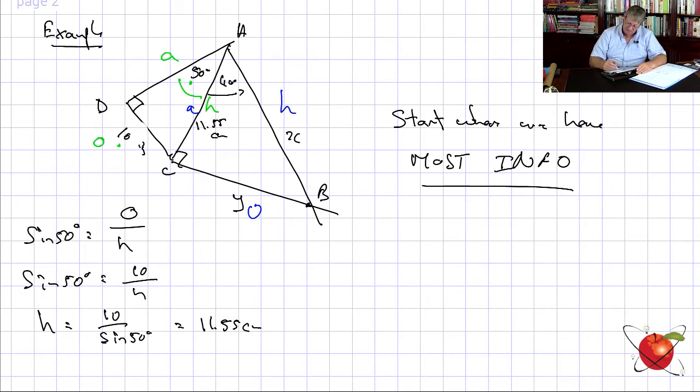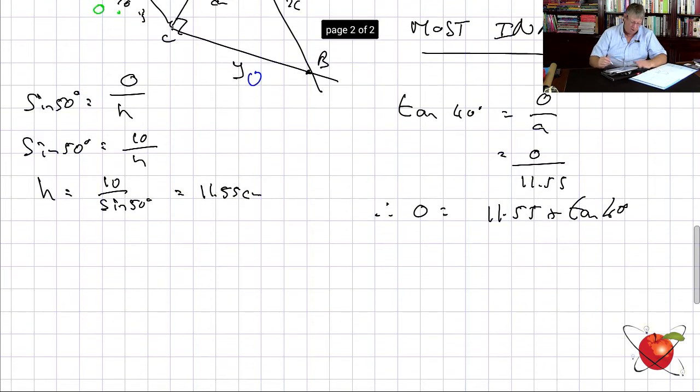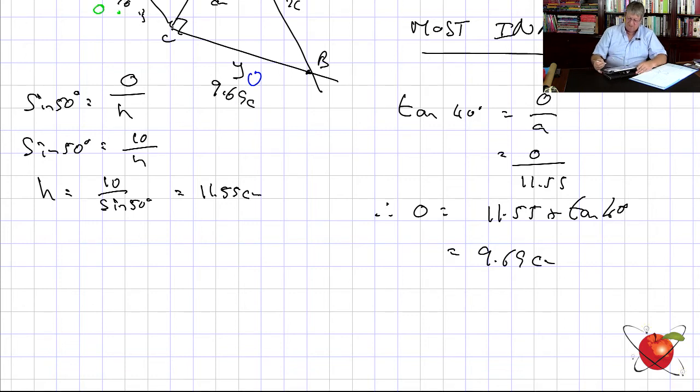So I can say tan of 40 degrees is opposite over adjacent, which is opposite, don't know, over adjacent, 11.55. Therefore, opposite equals 11.55 times tan of 40 degrees. And the answer that I get, 11.55 times the tan of 40 degrees, is 9.69. So I put that's 9.69 centimeters. Yes, I can now use Pythagoras to work out x, can't I?